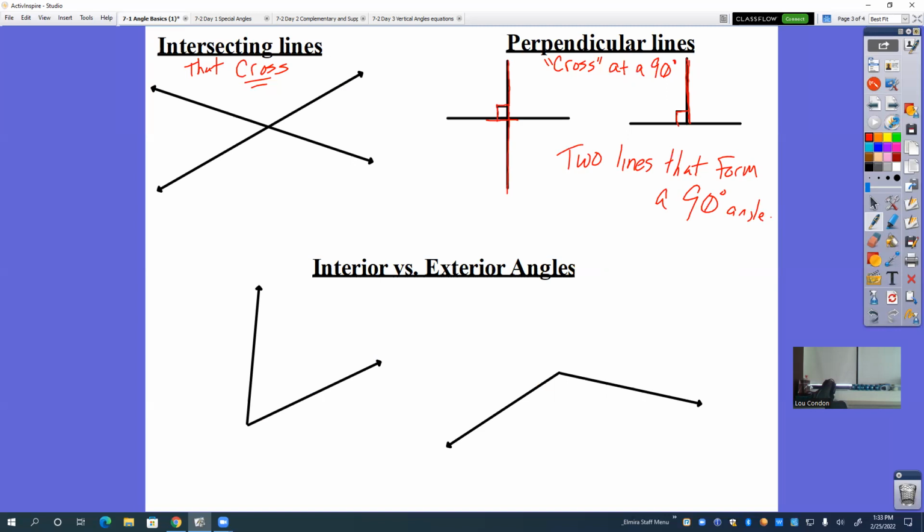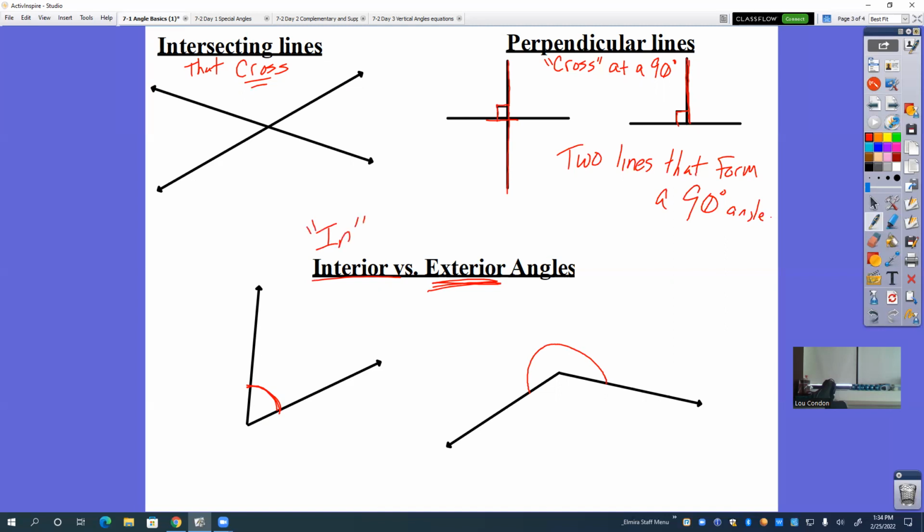And then when we're talking about the types of angles, interior versus exterior, we hit on this a little bit with reflex angles. When it says interior, we're talking about in between or inside, the inside of the angle. And when we're talking about the exterior, we're talking about the outside of the angle. So in kind of gives it away with in.